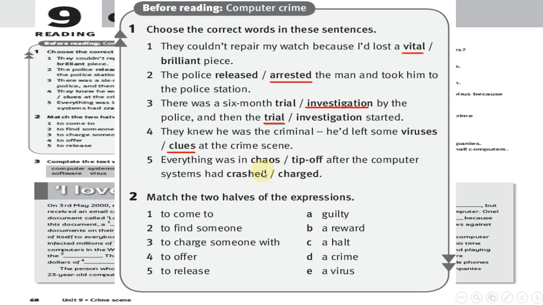Let's go with the first one. Everything was in a chaos after the computer had crashed. طبعا crashed معناها توقف وتعطل. charged بمعنى اتهم. طيب. 2. Match the two halves of the expressions. نوصل التعابير اللي بالعمود الأول مع العمود الثاني. Number 1, to come to يعني وصل الأمر إلى halt إلى حالة تعطل كامل.